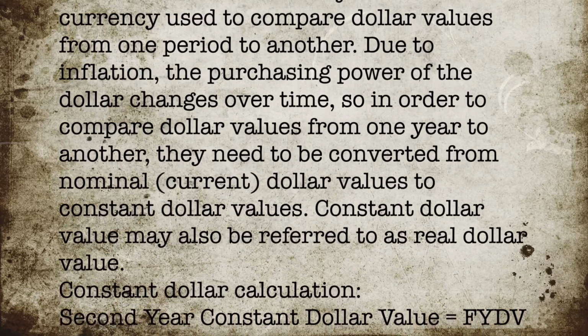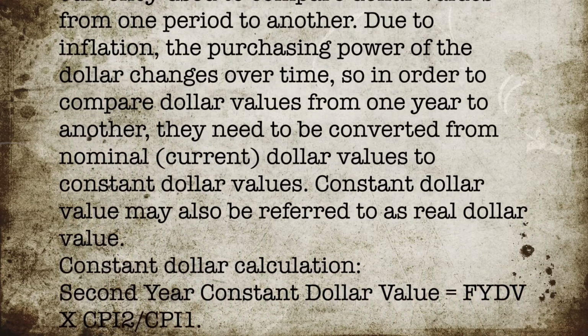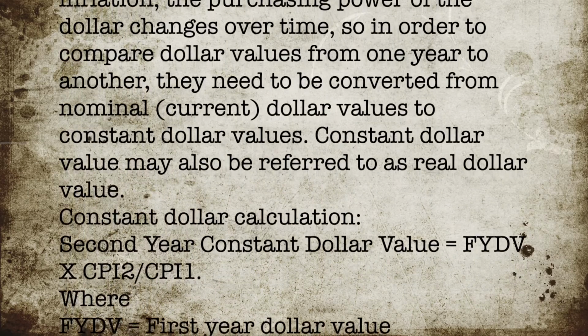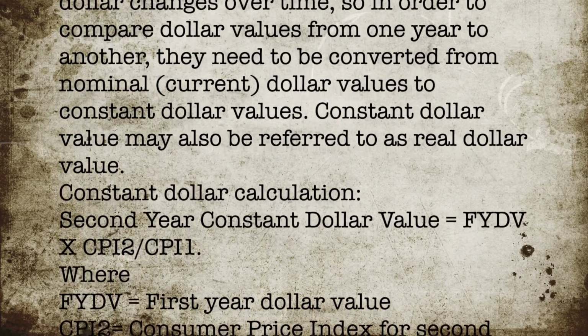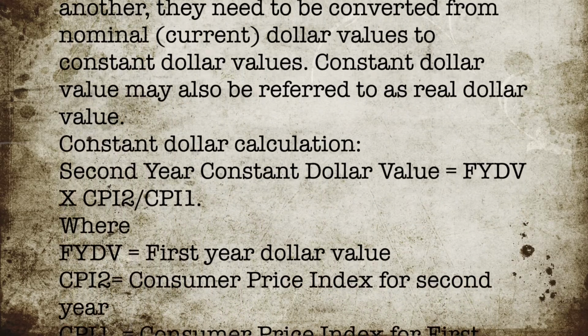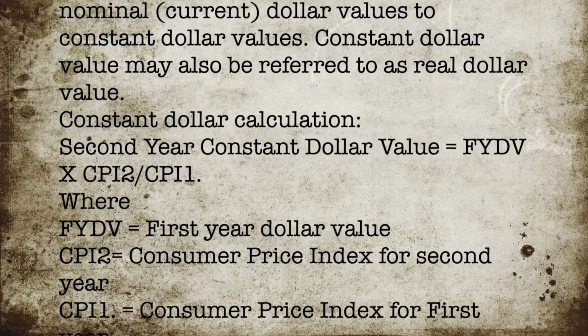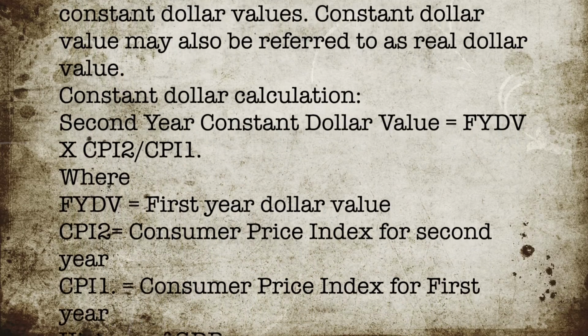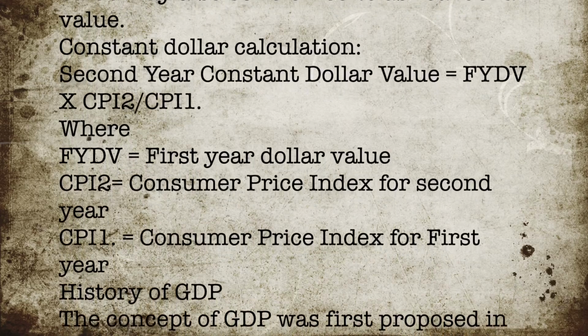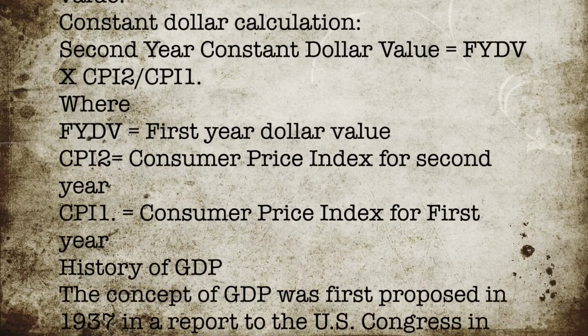Constant dollar calculation will be like this. Second year constant dollar value is equal to FYDV times CPI2 divided by CPI1, where FYDV stands for first year dollar value, CPI2 is consumer price index for second year, and CPI1 is consumer price index for first year.